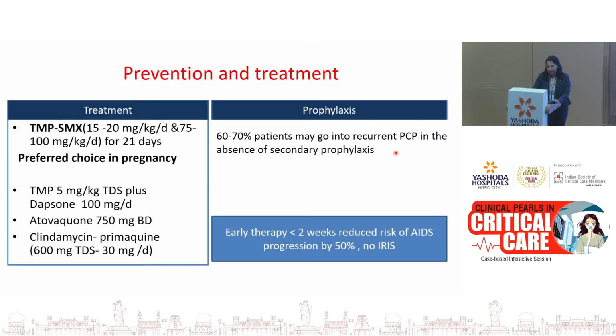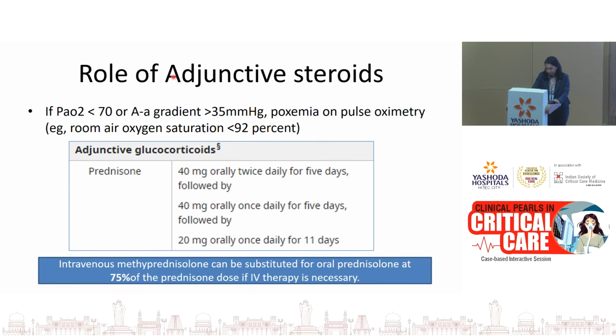The management of these patients is cotrimoxazole for about 21 days with tapering doses of steroids, along with clindamycin. The role of steroids is very essential, and the dosage is as follows: 40 milligrams twice daily for 5 days, then 40 milligrams once daily for 5 days, and then 20 milligrams once daily for 11 days.